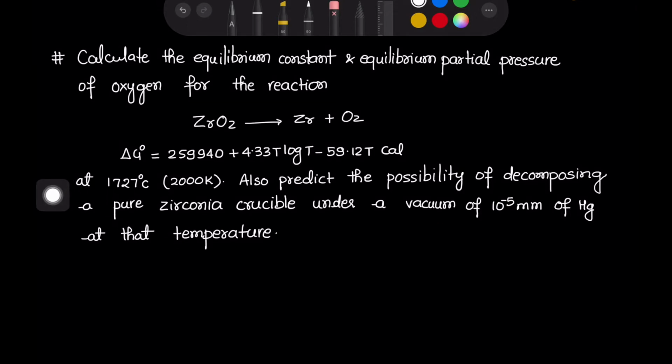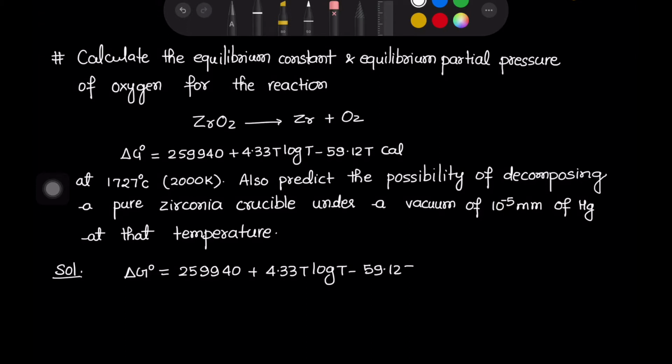So let's solve this. First, delta G naught is given to us. So you know that delta G naught is here 259,940 plus 4.33 T log T minus 59.12 into T calorie. This is the delta G naught value. So first we'll calculate the delta G naught value at 2000 Kelvin.